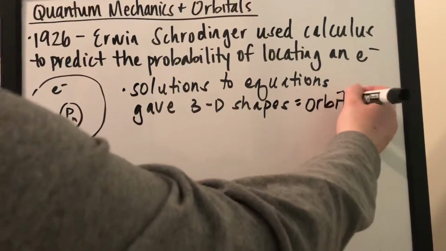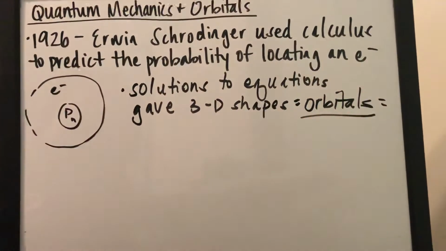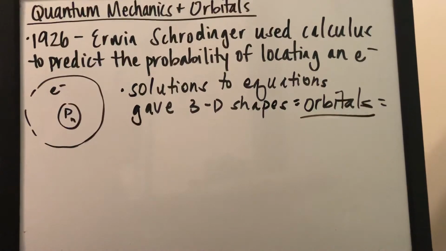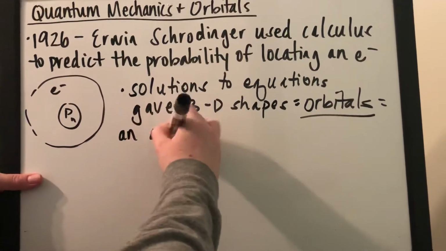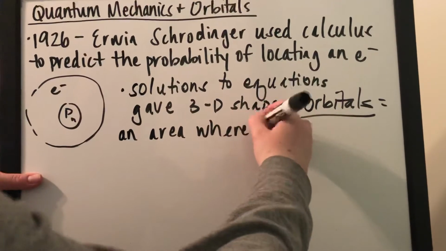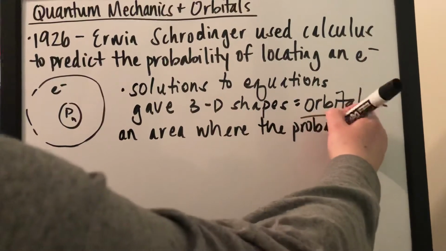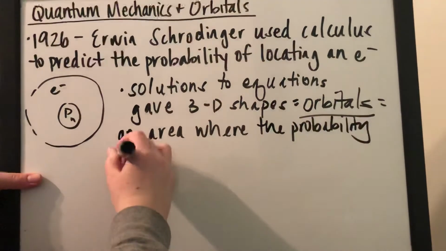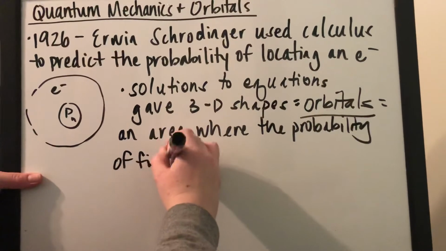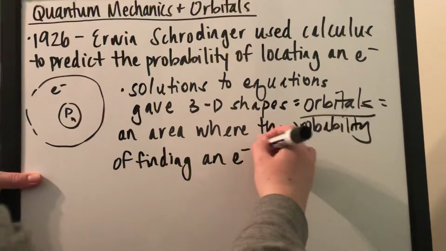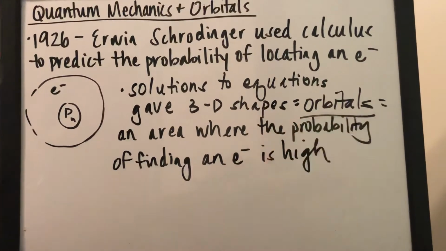Atomic orbitals to be exact, because later on in this course, we actually talk about molecular orbitals. So these are atomic orbitals, which are orbitals on atoms. And these orbitals are defined as an area where the probability of finding an electron is high. That's what an atomic orbital is: a three-dimensional region of space where the probability of finding an electron is high.